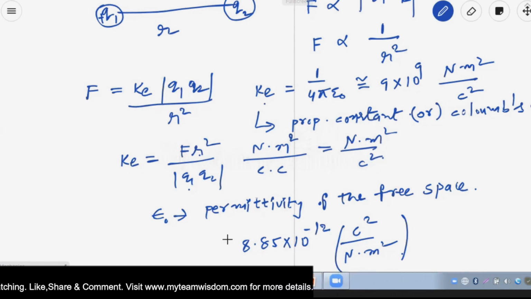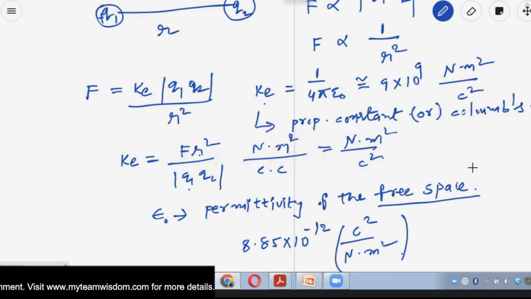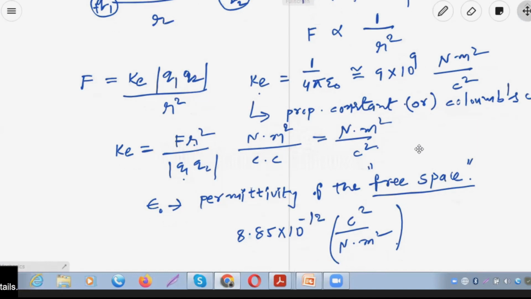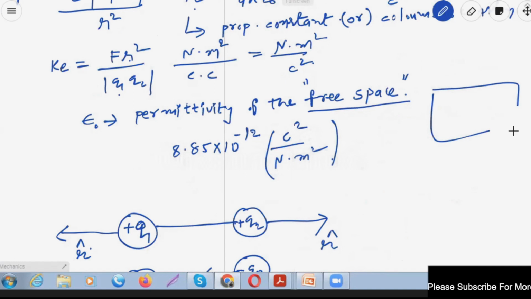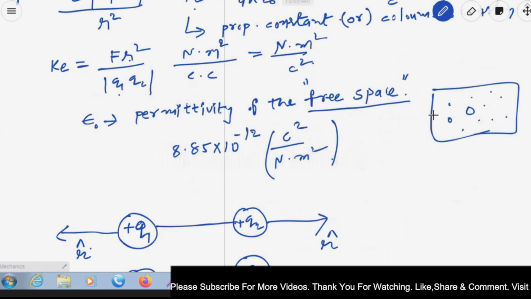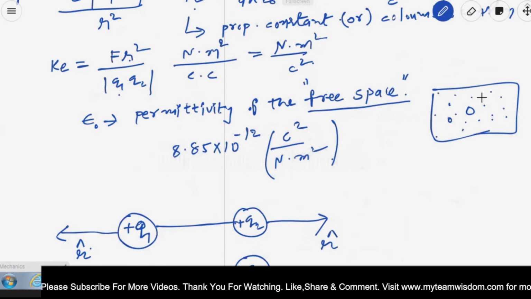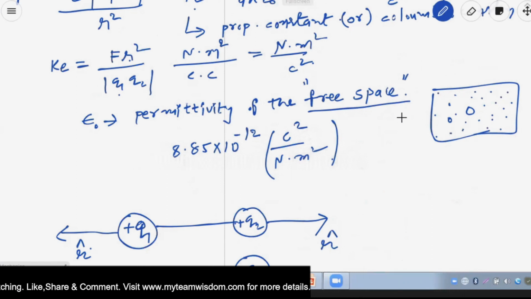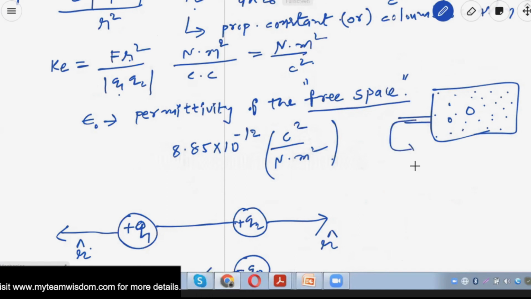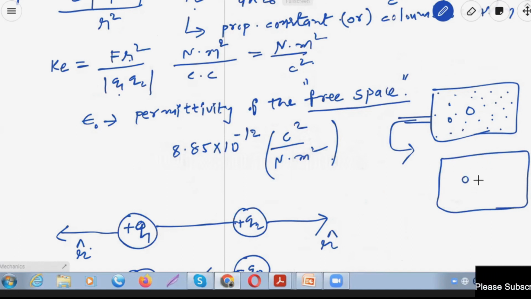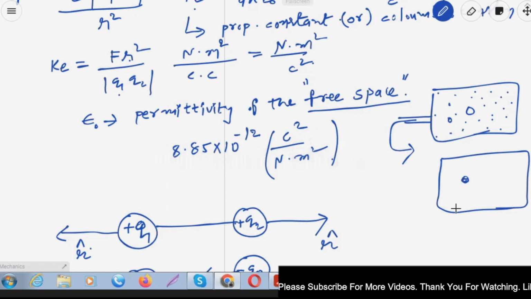Epsilon naught is the permittivity of free space. Again, an important term is coming, called free space. Free space means there is nothing. Suppose you take a room in which gas particles will generally be present, right? Oxygen molecules, nitrogen, carbon dioxide, all will be present. A mixture of dust particles will be present. If you suck out all these particles, then it will be like an empty one. This is called free space. So there will be nothing present in that room. That is called empty space, or you can say free space.